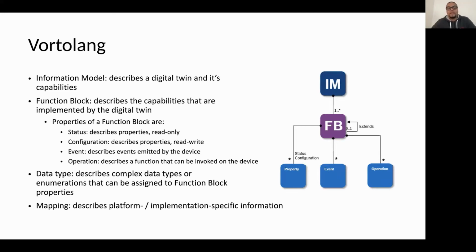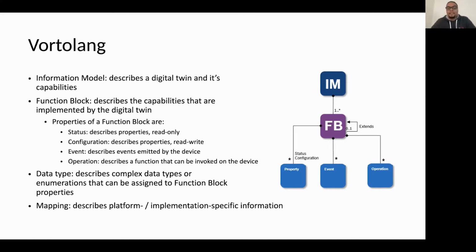The function block has 4 different types of properties. The first type of property is the status. Everything that is a status property is per definition read-only. So for instance, this could be a sensor value. Then we have configuration properties. Those are properties that can be read and written. Mostly those are properties used for configuration. That's why the name is configuration, but also could be something else that just has read-write access.